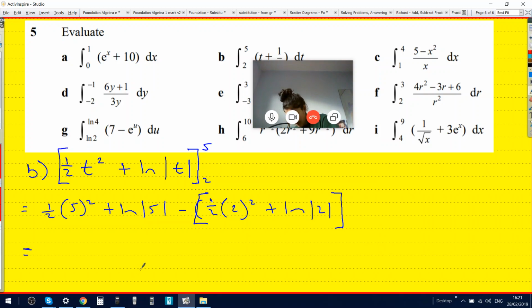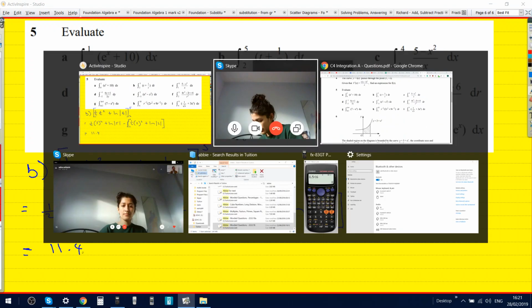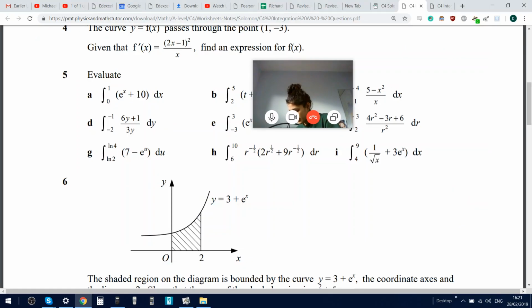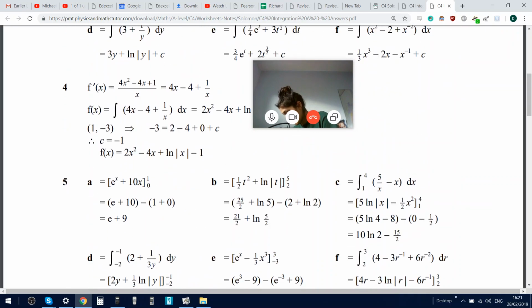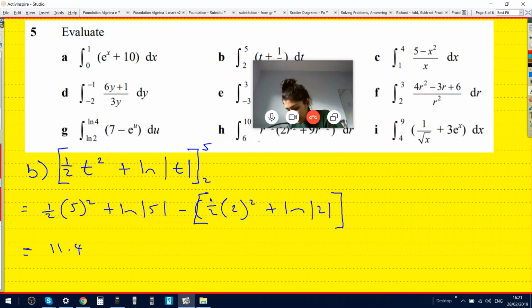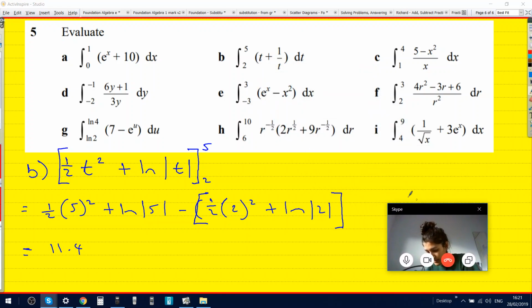I got 11.4. Exactly? I don't know, I'm surprised if I have messed up my calculator. Okay, so they have 21 over 2 plus ln 5 over 2. I'm sure that's the same thing. They didn't ask for an exact answer though, so we don't need to worry about it. If they ask for an exact answer, you might have to leave it in terms of ln.